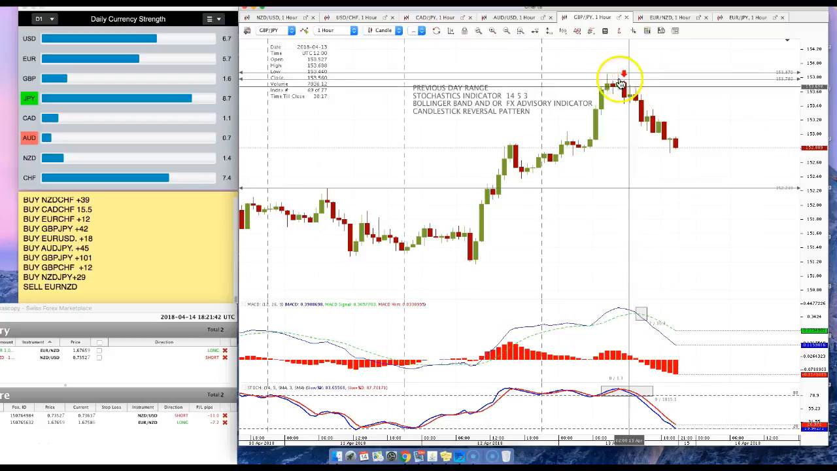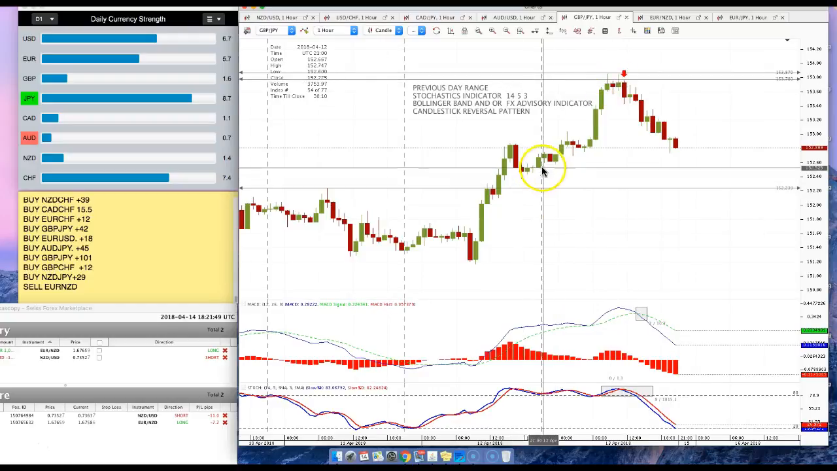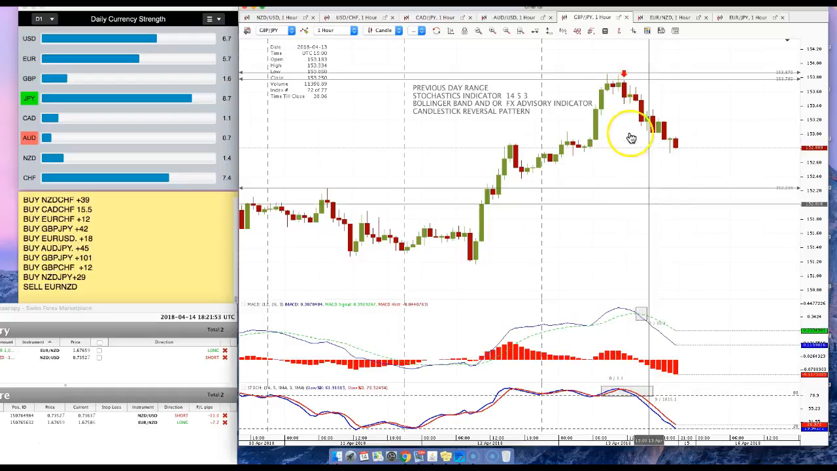So here on pound yen, we had the advisory indicator overbought, giving us reversal candlestick patterns. Market pretty much has put in its daily range, and the advisory indicator is giving us a sell signal.